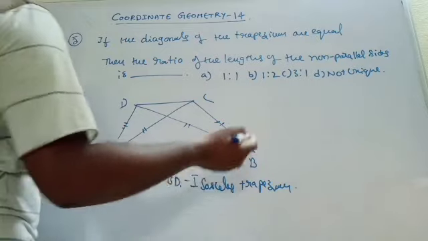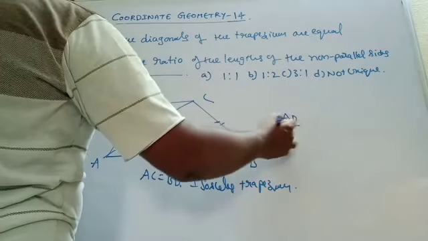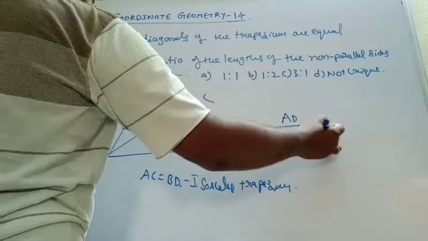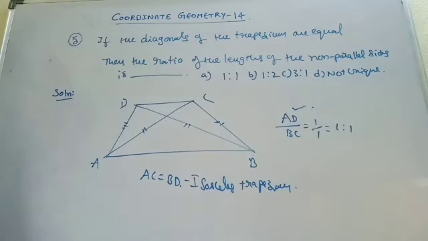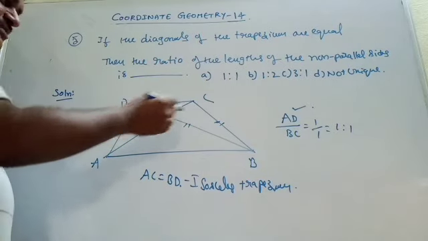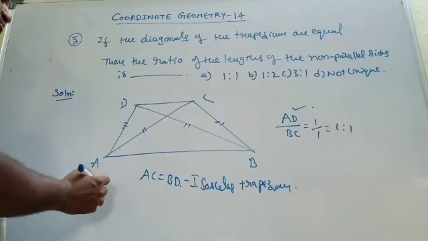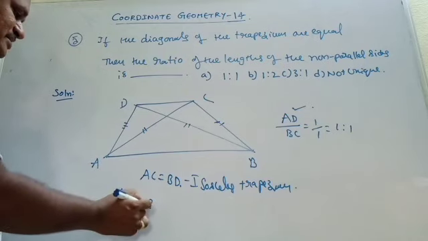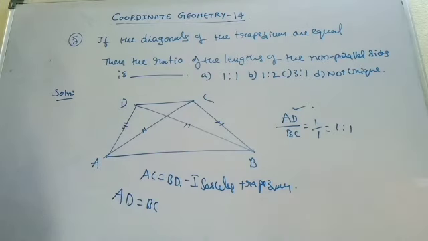That means the ratio of the non-parallel sides is nothing but AD by BC, equal to 1 by 1, that is 1:1 you are going to get. Fine, 1:1. It's a very simple and basic level problem that you have to understand. That's why we gave you this particular problem. Once this is an isosceles trapezium, non-parallel sides are equal. That means AD equal to BC. That means the ratio is nothing but 1:1.